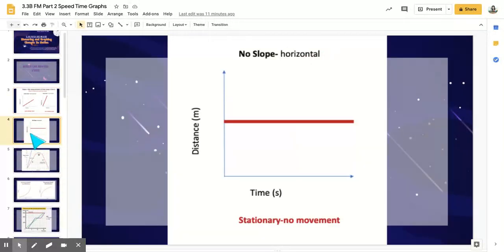Now let's take a look at this slope. When you have no slope, you have no angle, this means it's horizontal. On a distance time graph, when the line is horizontal like this, it means stationary, no movement.